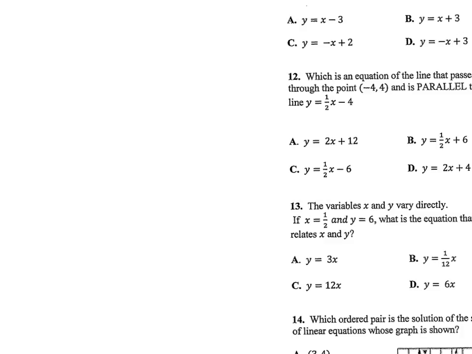And you've got negative 4 and 4. Those are your x and your y. Here's your m. So plug it all into y equals mx plus b. Okay? You've got your values for y, m, and x. You need to solve for b.